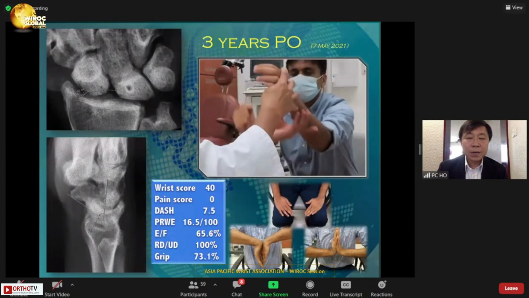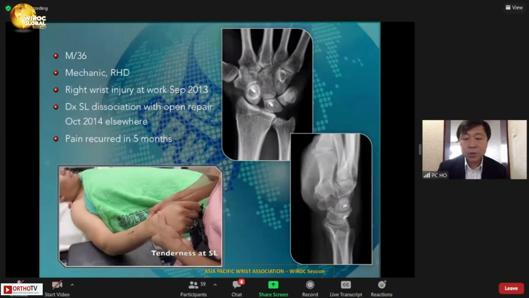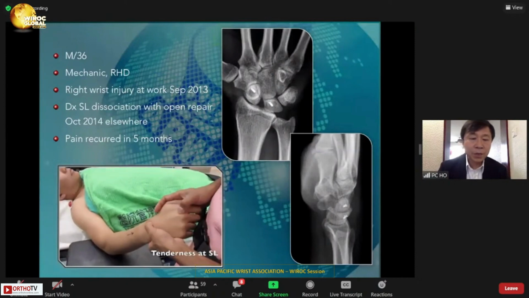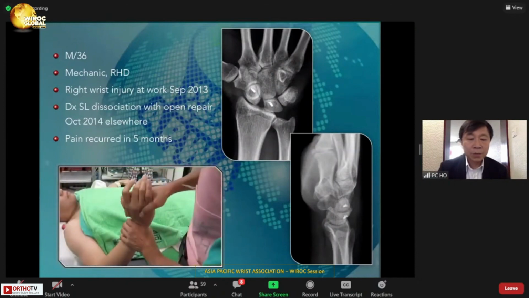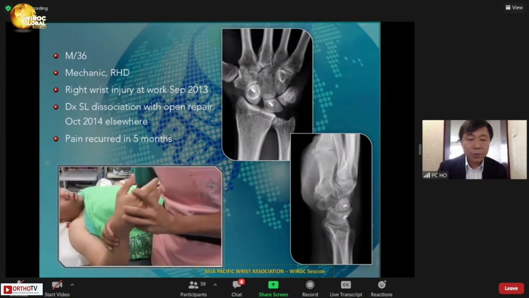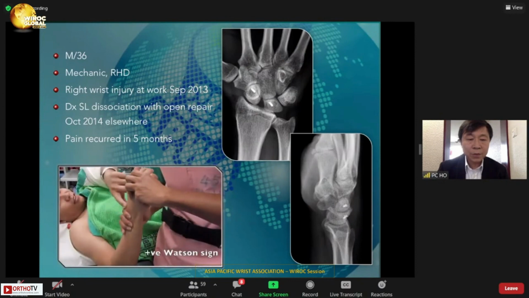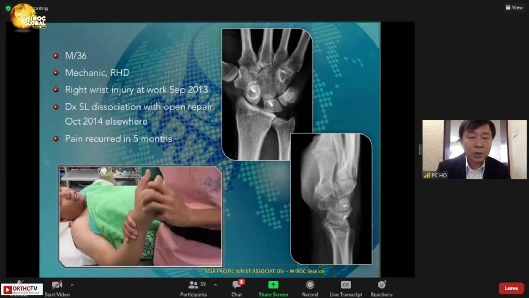So we have more cases, like another patient, a mechanic, 36 years of age, who had an injury at work. Somebody did a scapholunate dissociation open repair with a suture anchor, but the pain recurred after 5 months' time. You can see the diastasis, dorsal translation, and DISI deformity. These are the typical findings: very tender scapholunate joint, positive grinding test, and also a positive Watson sign, quite a significant Watson sign clunk over the wrist, which can be felt by the patient.